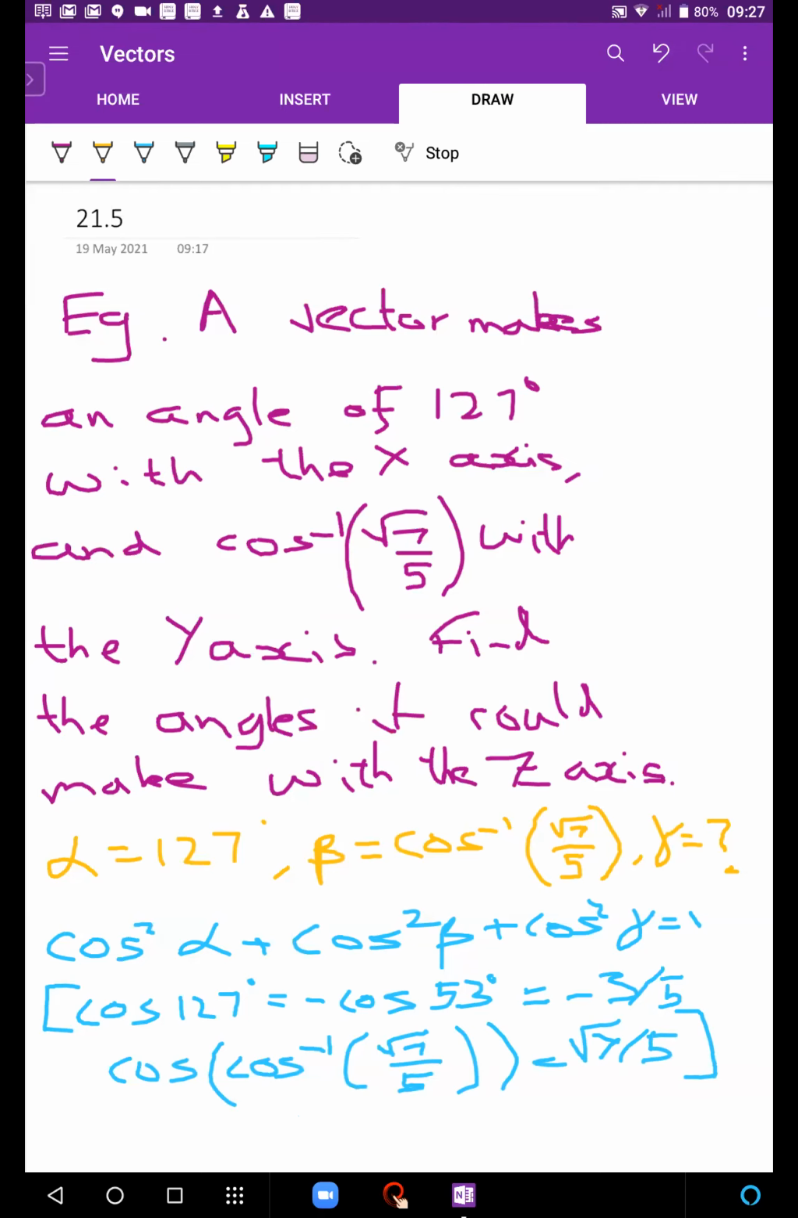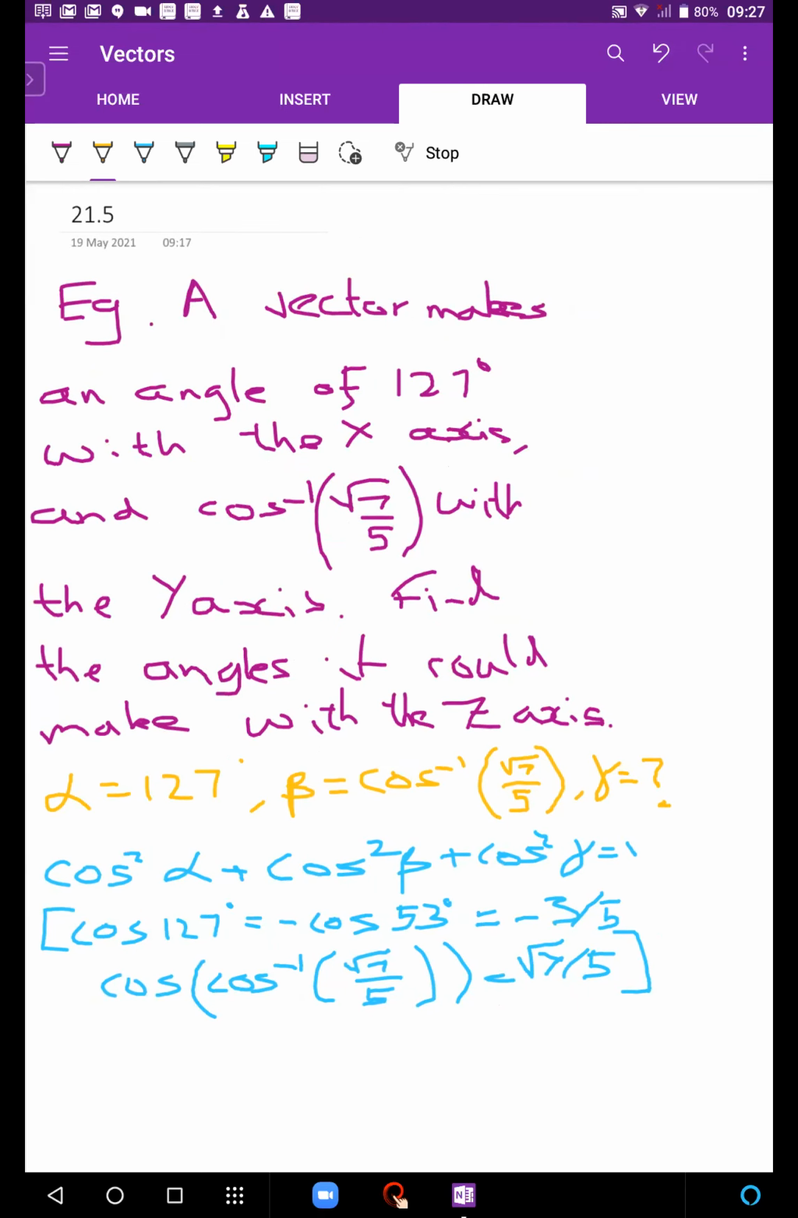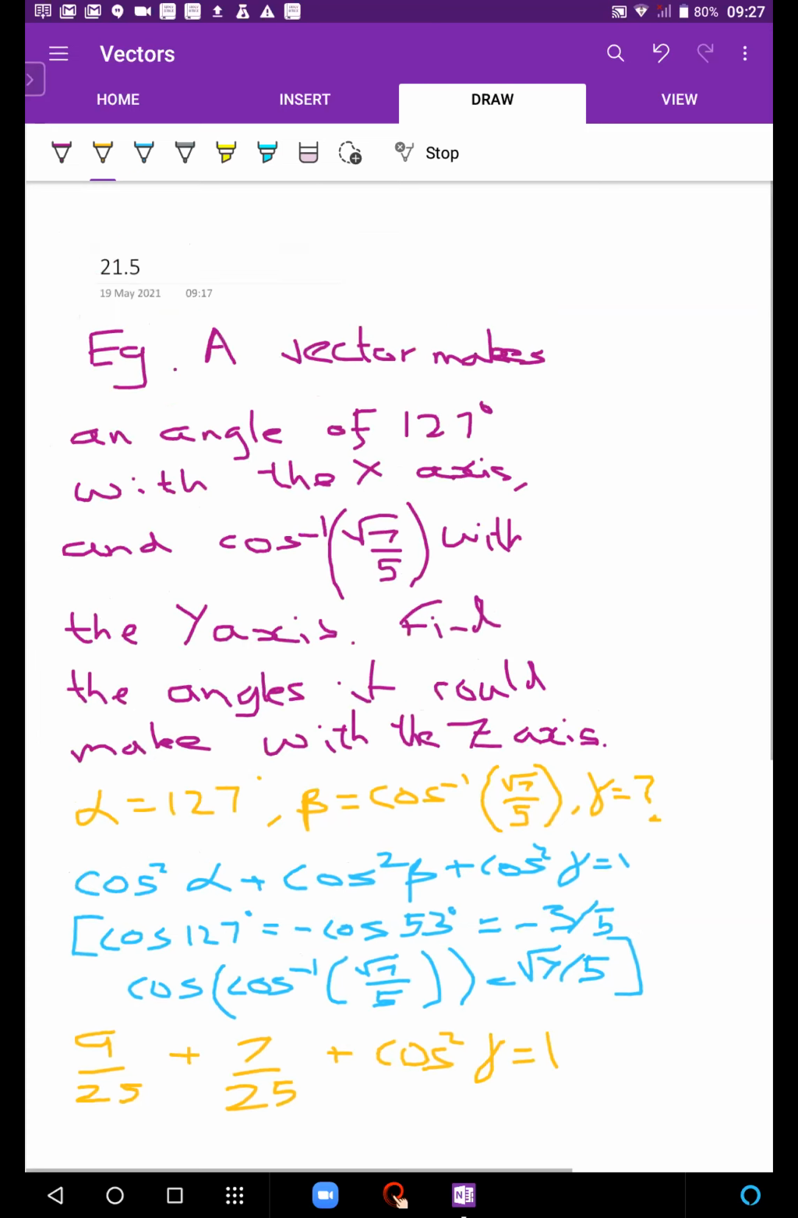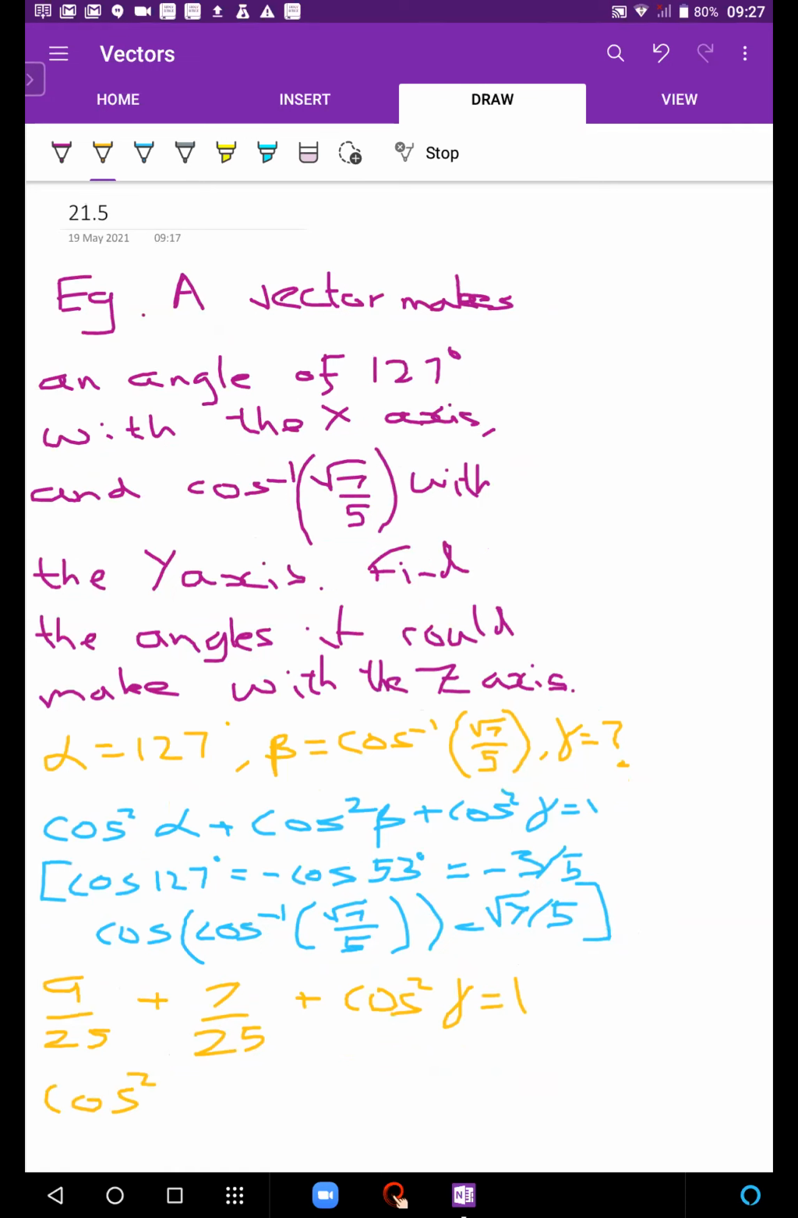Okay. Now when you substitute this, minus 3 by 5 squared becomes 9 by 25. Root 7 by 5 squared becomes 7 by 25. And then we are left with cos square gamma equal to 1. Cos square gamma becomes 1 minus 16 by 25. That becomes again 9 by 25. So cos square gamma is 9 by 25.